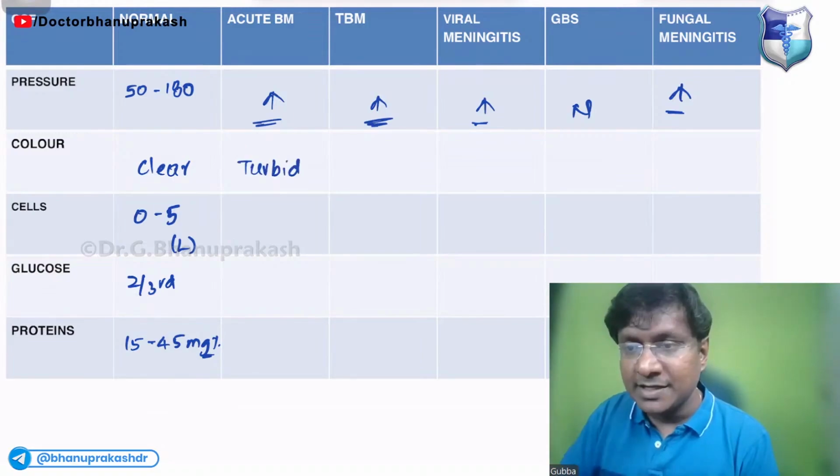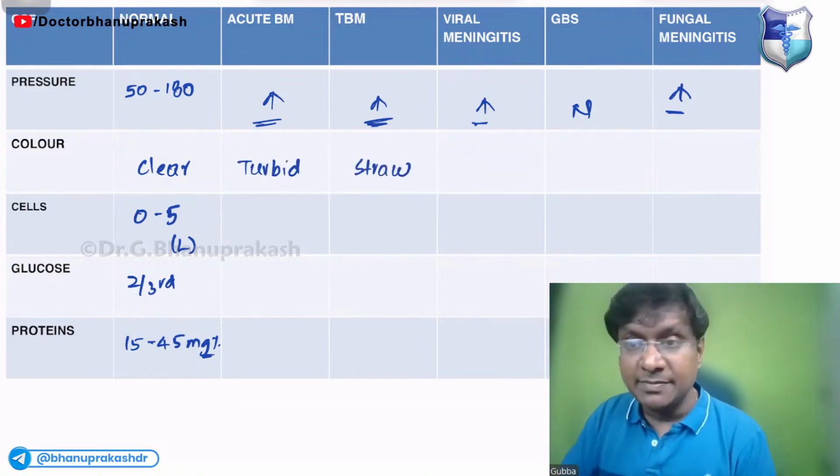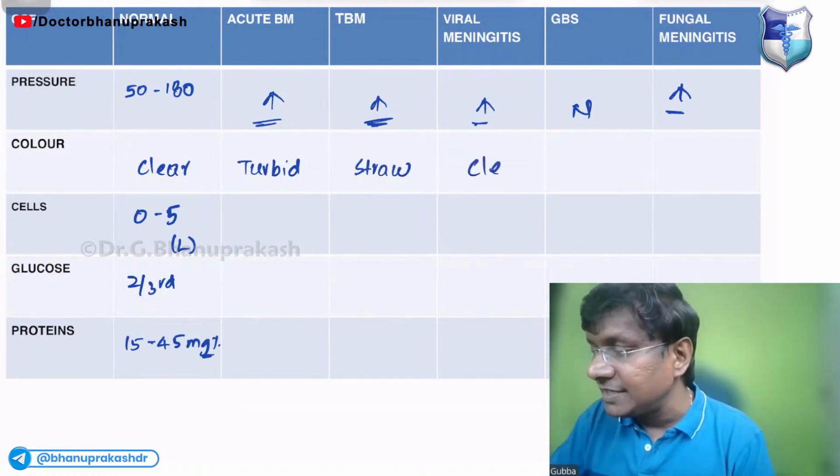Whereas in case of tubercular meningitis, it will be straw colored, right? Whereas in viral meningitis and in all other forms, it will be clear, right?